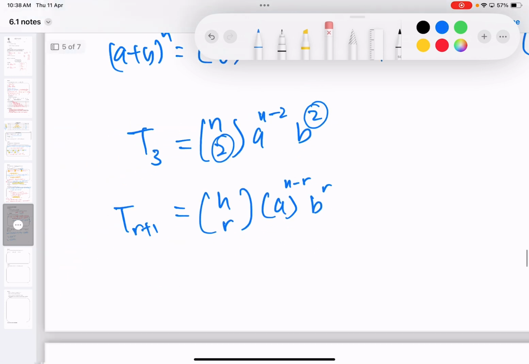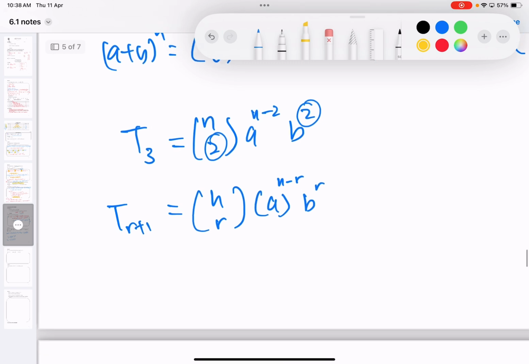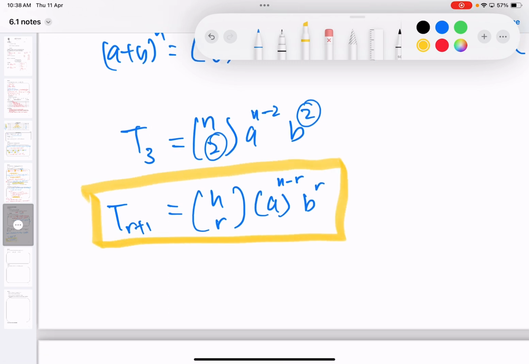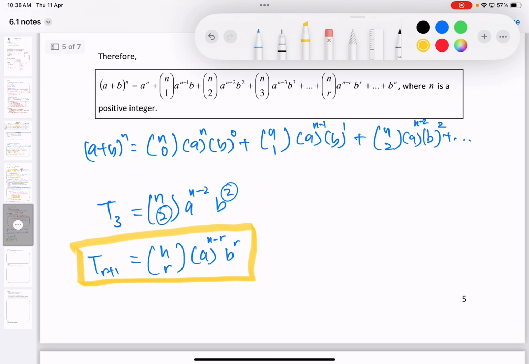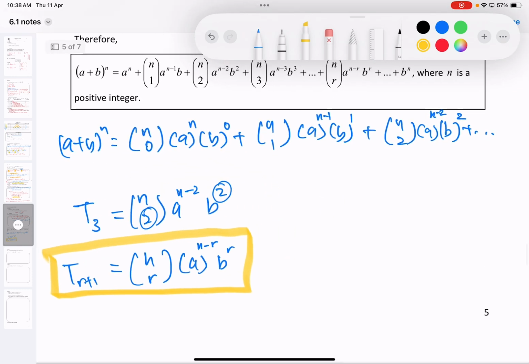Now, this thing, can you please write it down? You must memorize it as well. I know there's a lot for you to memorize, but actually not really, because there are only these 2 formulas you need to memorize in this chapter. Only these 2.